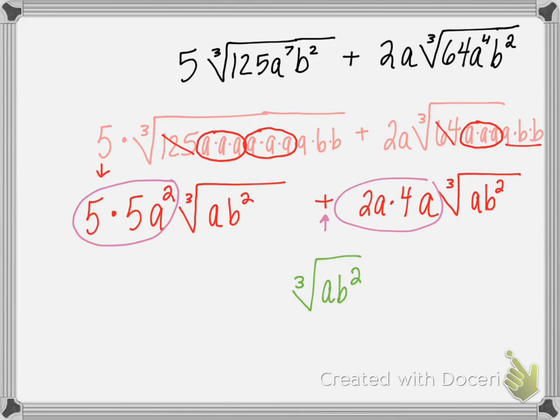So 5 times 5, 25a squared, and then 2 times a times 4 times a is 8a squared. So all I'm doing is combining those by adding those together. So 25a squared plus 8a squared is a total of 33a squared. So 33a squared. This would be my final answer.